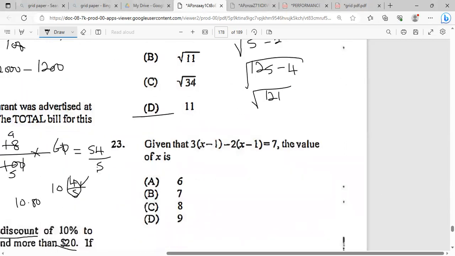Given that 3 bracket x minus 1, what is the value of x? All right, so let's expand the bracket. Write it back first.